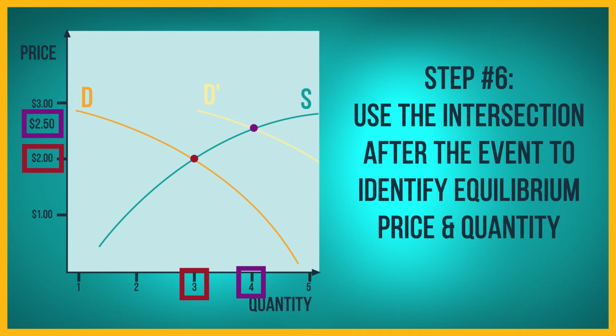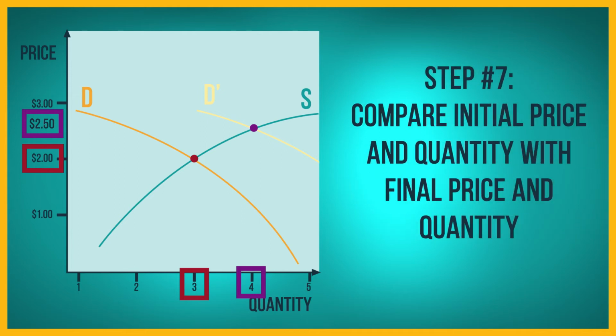Step 7. Compare the initial price and quantity with the final price and quantity. If no curves shift, you predict that the price and quantity remain constant. The equilibrium price and quantity change if and only if demand or supply or both change. Let's use this process to determine what would happen to the price and quantity of Big Macs when the price of Whoppers increases. Step 1.